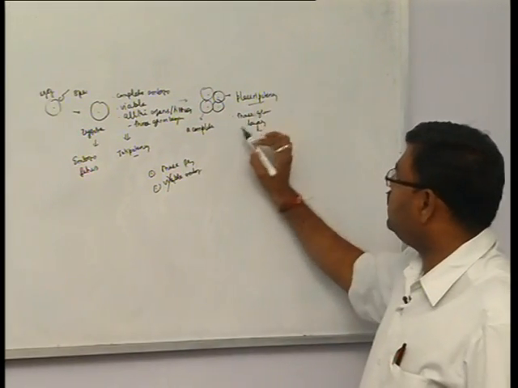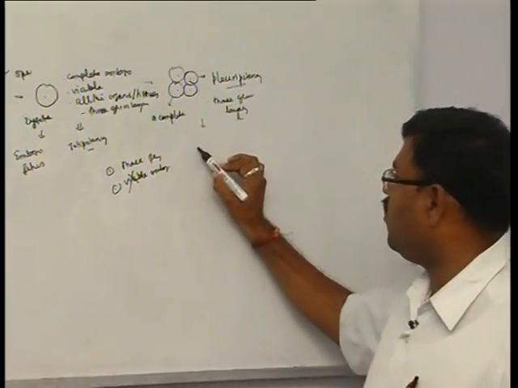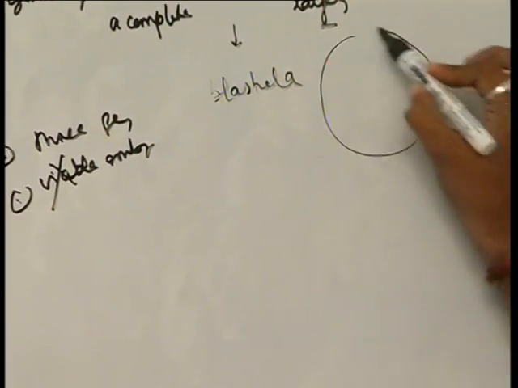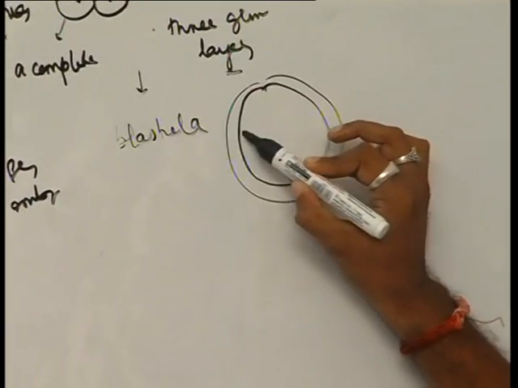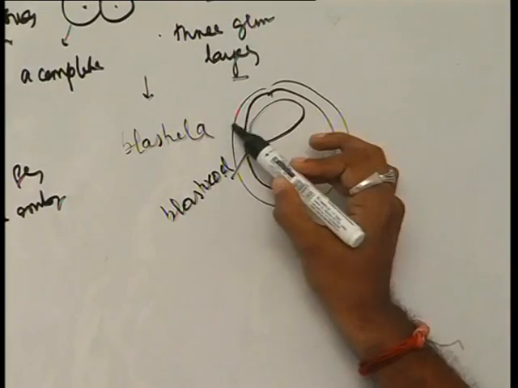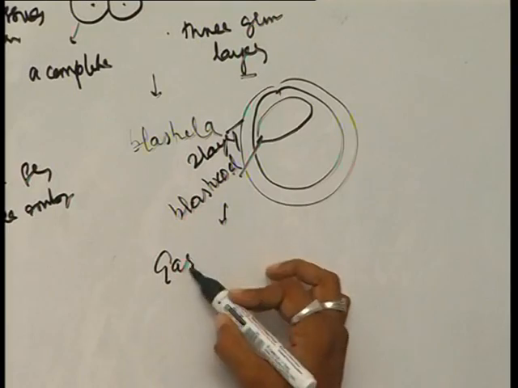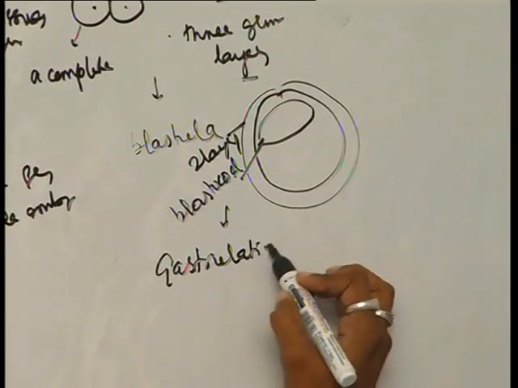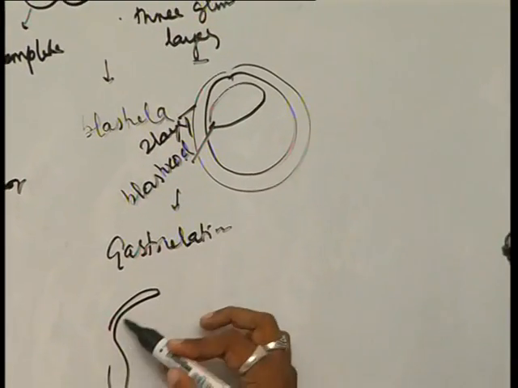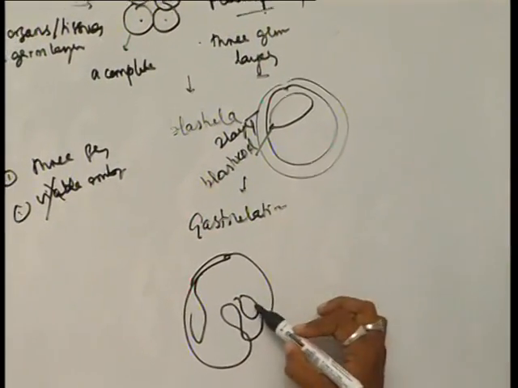So after certain times the zygote divides and forms a blastula. A blastula has 2 layers with a blastocoel, and there are only 2 layers of cells. Then it undergoes gastrulation. Now it forms 3 layers of cells. So there will be gastrulation, and this is the remnant of the blastocoel.